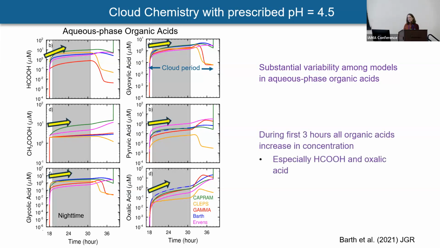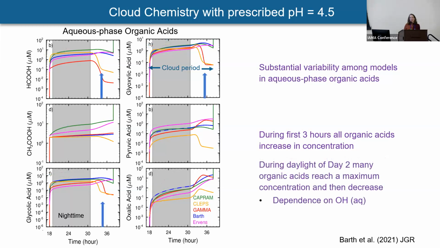A couple of things to point out, though, is that we all seem to show that these organic acids are all being produced, especially in the first 3 hours of our simulations. This is especially true for formic acid and for oxalic acid. And also, when we got to the second day, when the daylight came back, at some point during that daytime, the organic acids often reached a maximum value in concentration and then started depleting. And that indicates that source and sink and dependence on the OH aqueous phase concentration.